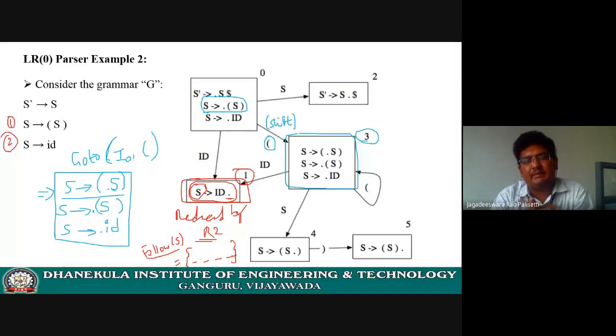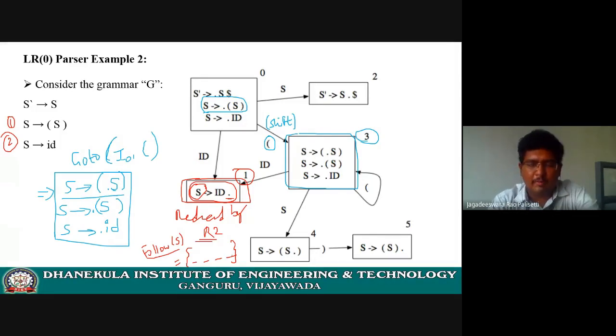But here in SLR, if a state is considered a reduced state and the production is reducing, like R2, which is S tends to ID, the LHS capital S is the non-terminal. For that non-terminal, find out the follow function. Whatever set of terminals the follow function gives, only in those columns we write R2. By writing like this, it may avoid the conflict. That is the point in SLR, and the only difference between LR(0) and SLR.